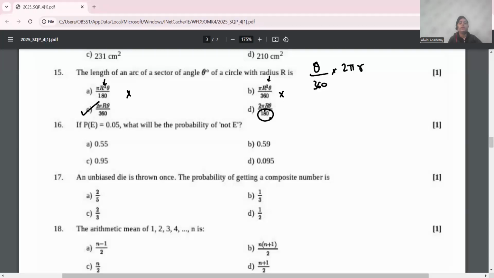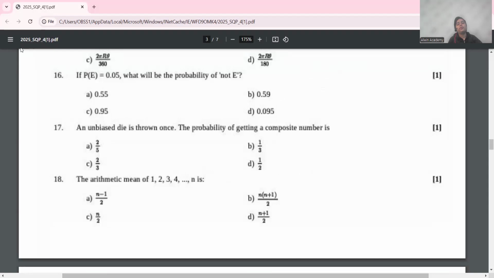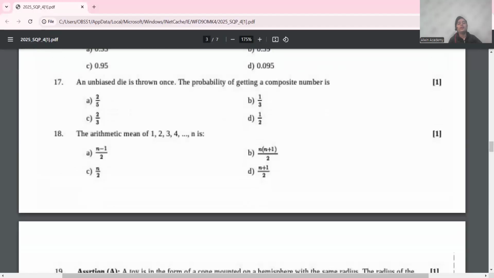Moving on. We have this particular question. If probability of E is 0.05, what will be the probability of not E? Now, probability of not E can also be written as this, and we all know it is 1 minus probability of E. So, if the probability of E is 0.05, then the probability of not E is 0.95, option number C. Moving to the next question, an unbiased die is thrown, the probability of getting a composite number. Now, when a die is thrown, we have six options: 1, 2, 3, 4, 5, 6. Out of these, 4 is a composite number and 6 is a composite number. So, this becomes 2 upon 6 or 1 by 3, option number B.